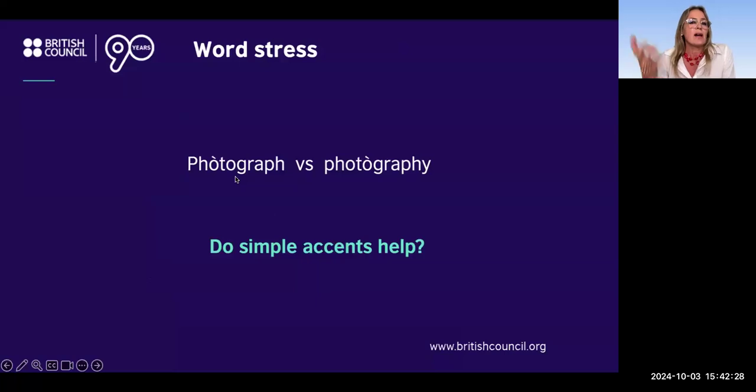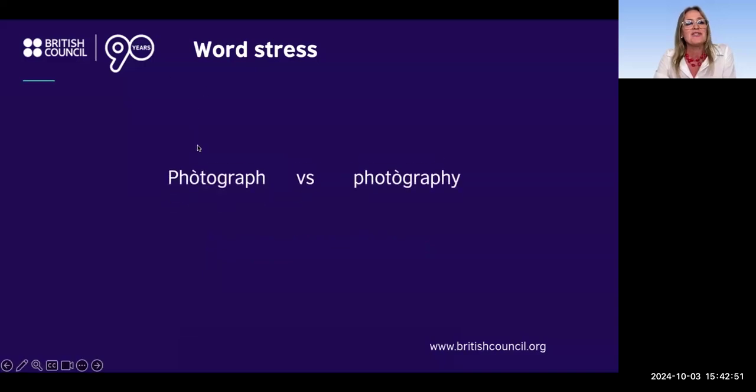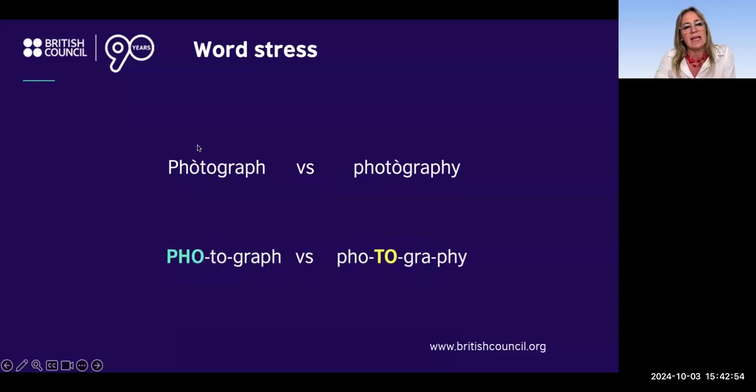Now, normally when we write on our whiteboards, we tend to use accents just to show stressed syllables. But simple accents do not always help, as in photograph versus photography. I think that after 2 seconds, our students will have forgotten where the word was stressed. And so we can, again, use block capitals, we can use color, and this is much more memorable than a simple accent.